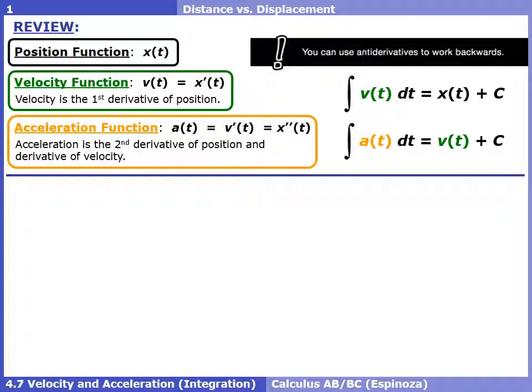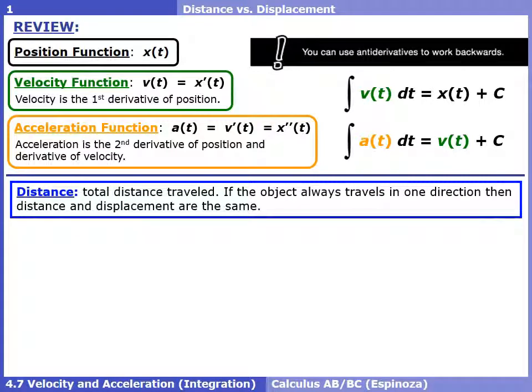So once we introduce this idea of integrating and working backwards, and now that we know integrals represent areas under curves, we need to talk about the difference between distance and displacement, because that's going to play a part here. So distance, I think we all understand as just the total length something covers as it moves. If an object always moves in one direction, then distance and displacement are the same. So then how is displacement different than distance?